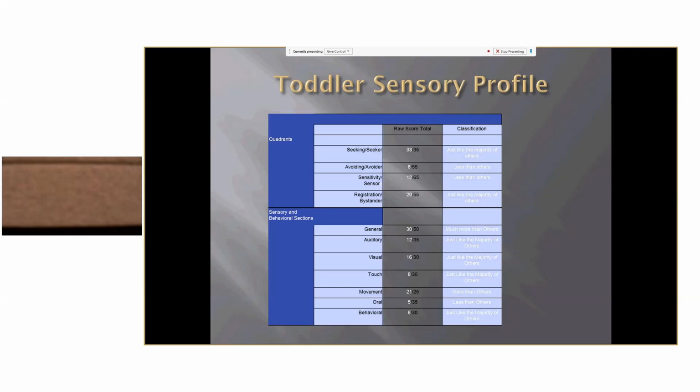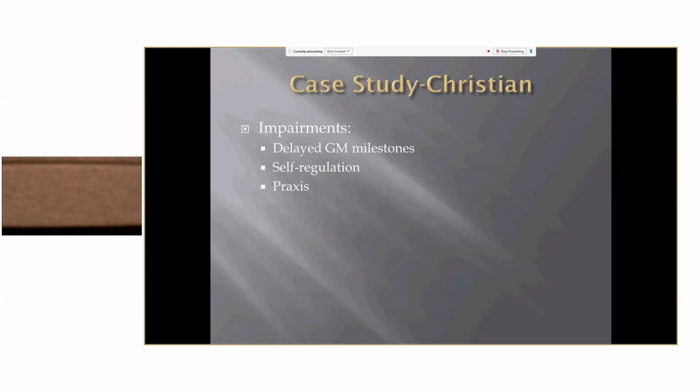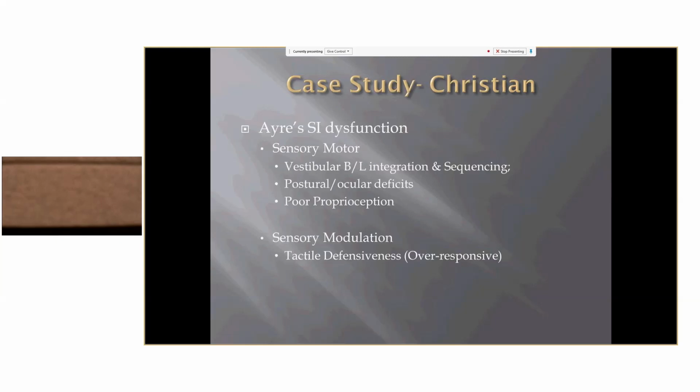These are the results from his sensory profile. We're not going to go into each individual subtest, but this is the way he scored after his caregiver filled out the sensory profile. It was a little scattered within that, but again, that's where you take those with a grain of salt, and you're really doing a lot of your assessment. So the impairments that we saw, again, were delayed gross motor milestones, self-regulation, and then praxis.